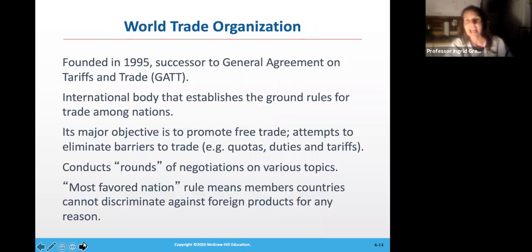Great, so the last organization is the WTO. This is a much more recent organization. This was founded in 1995, and it was the successor to the General Agreement on Tariffs and Trade. This organization again tried to moderate and help regulate trade, tariffs and trades globally. And this is an international body that establishes the ground rules for trade among nations.